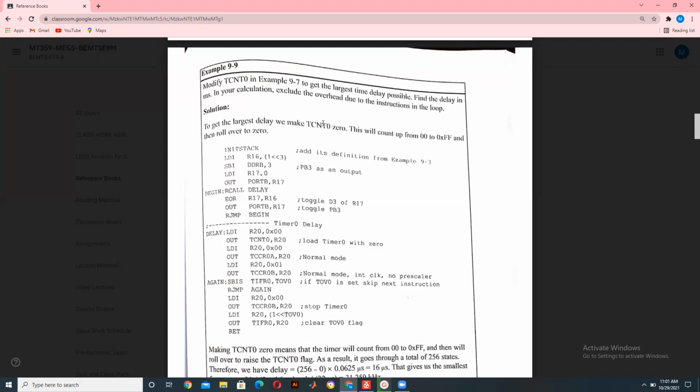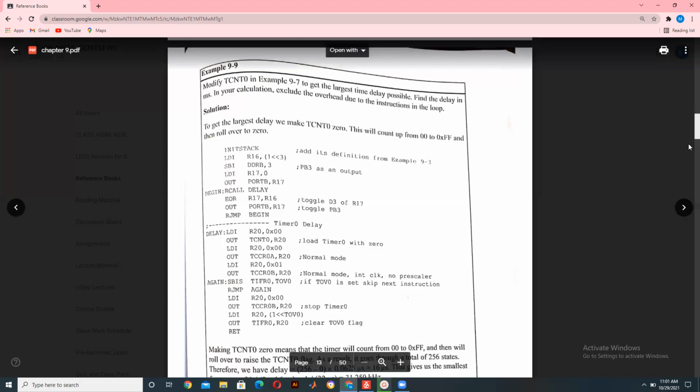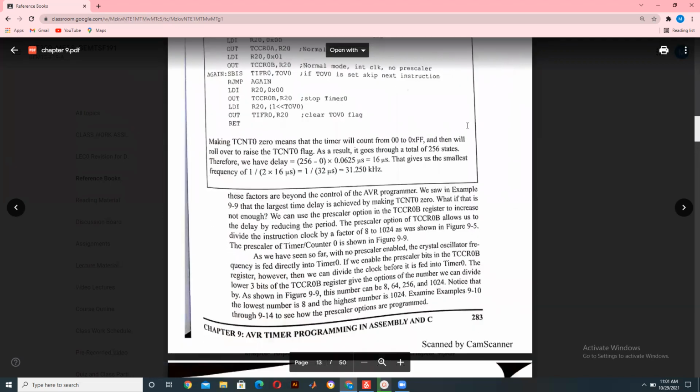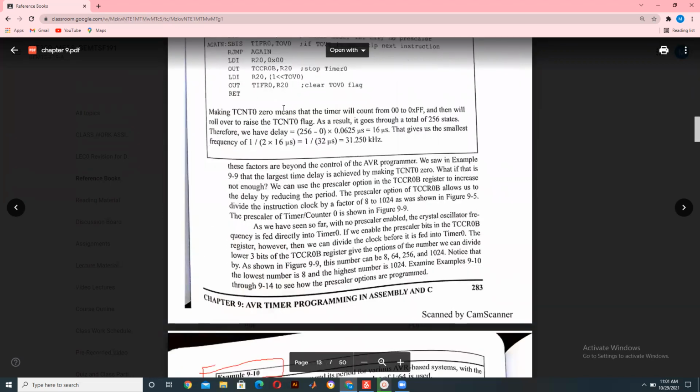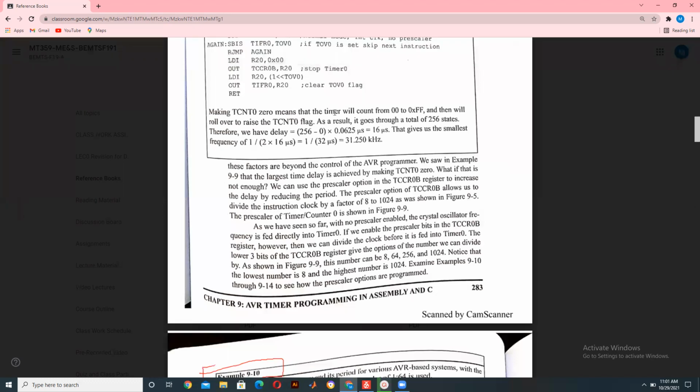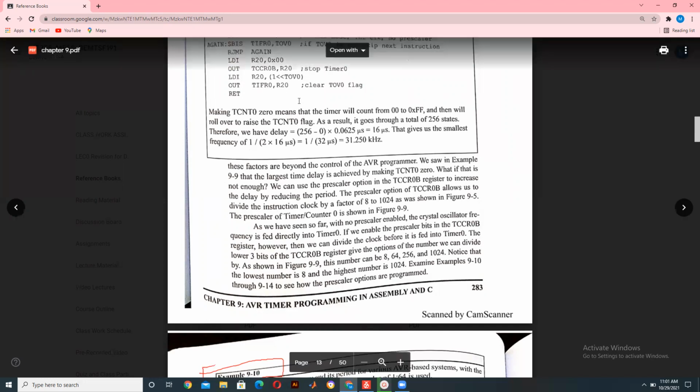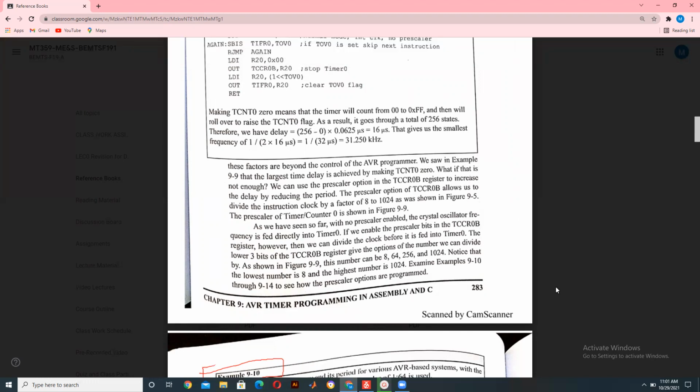Now find the delay in milliseconds in your calculation. Largest time delay: if the counter starts at 0 and the compare value is 0, they would never be matched soon, and a very long time delay is created. It means the timer will count from 0x00 to 0xFF, which is 256 values, and 256 values would be a very long time delay. So that is the largest that could be produced.